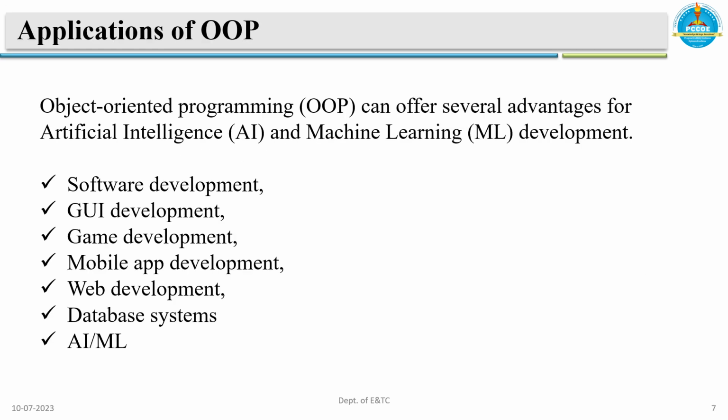And these are the applications of object-oriented programming. So this object-oriented programming concept can be used in AI and machine learning development, software development, GUI development, game development, mobile app development, web development, database systems, and there are so many other applications of object-oriented programming language. So these features we have to study in detail in class.